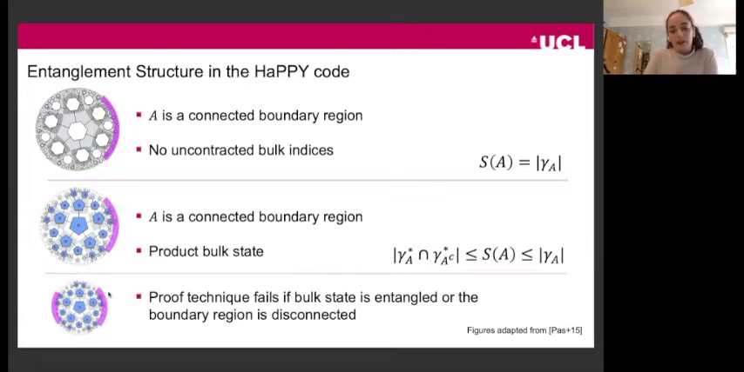Going further, if we now want some entanglement in our bulk state, or if we want the boundary region to be disconnected, so considering A being two or three disconnected regions, these proof techniques fail, so they aren't able to say how the HaPPY code is mirroring AdS/CFT in this way.